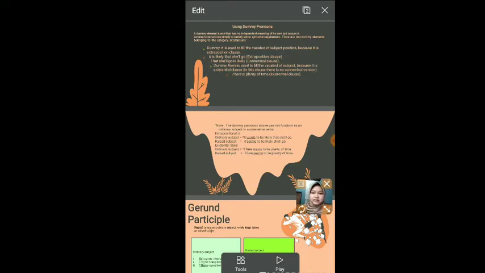And the second is dummy there, used to fill the vacancy of subject because it is an existential clause. In this clause there is no canonical version. Existential clauses are used to provide information about the location or existence of a particular reference. Like the example, there is plenty of time. The existential clause. Plenty of time in this clause is the internal complement of the verb auxiliary is, and to fill the subject position, it is filled with the dummy pronoun there.